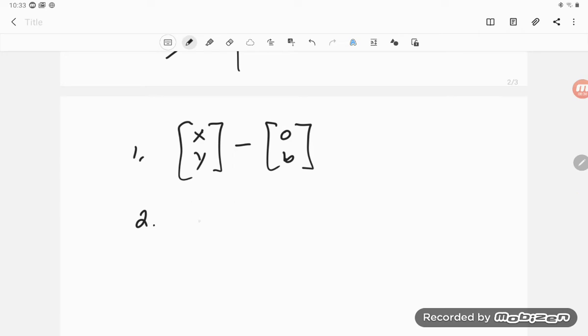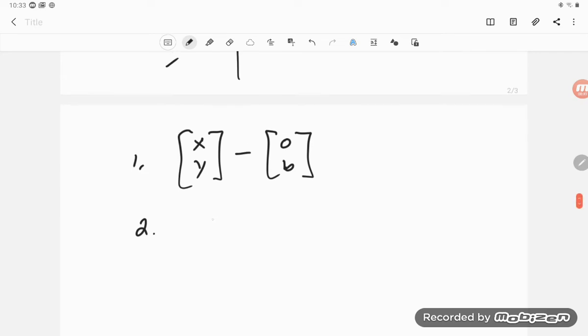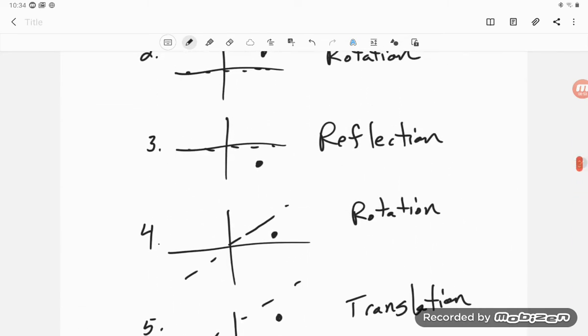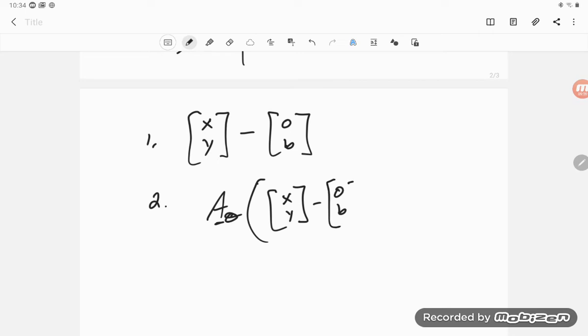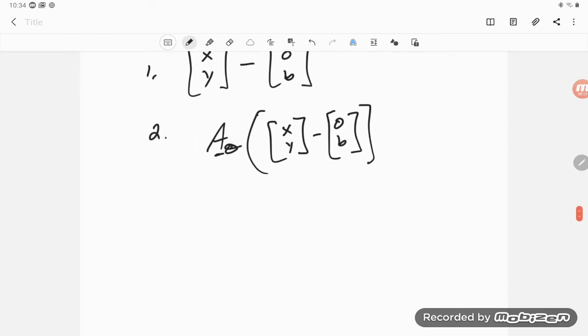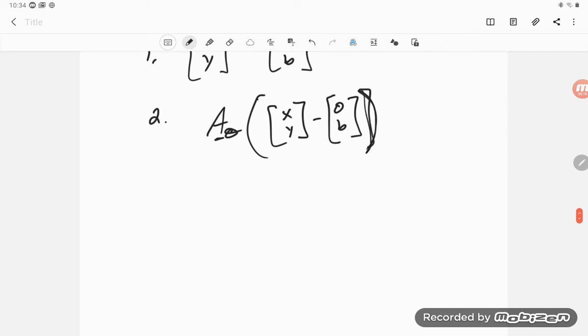I'm going to call that matrix R theta, or maybe I'll do A theta. So we'll say A theta for the rotation of theta degrees. In this case, I guess we'll call it negative theta. So now I'm going to multiply my A negative theta times that whole result, xy minus 0b. So that is a parenthesis.